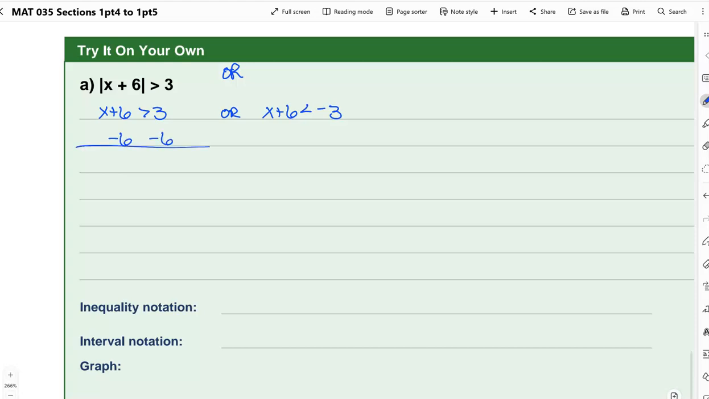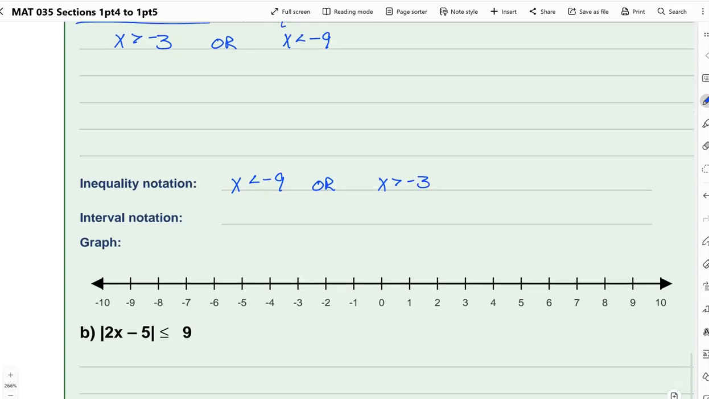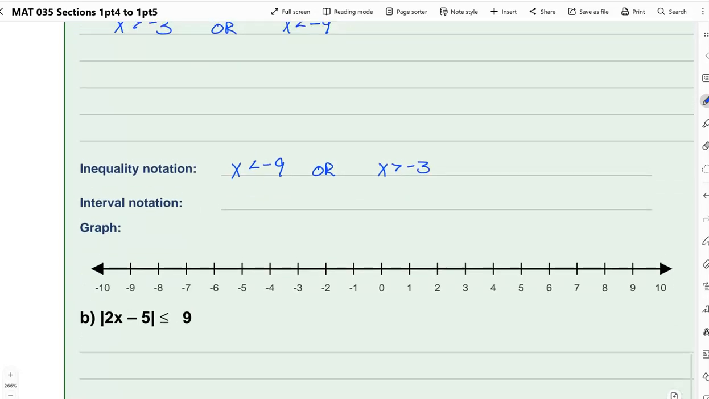Subtract 6 from both sides. So I have x is greater than -3, or subtract 6 from both sides. I'm going to get x is less than -9. So my inequality notation, I'm going to have x is less than -9, or x is greater than -3. So notice with the OR problems, we're always shading out on the ends. So somewhere like over here and over here.